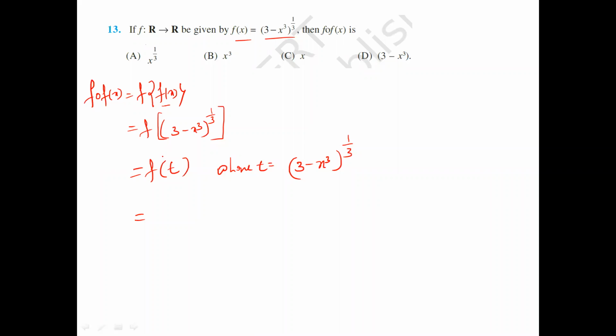Now, what is the f of t? F of t is nothing but the f of x value only, with t in place of x. Meaning in the given function, wherever x is there, we have to replace it by t. If you replace by t, what will we get? 3 minus t cube whole to the power 1 by 3. The 3 stays as it is, minus, what is the value of t? This whole quantity, 3 minus x cube whole to the power 1 by 3.